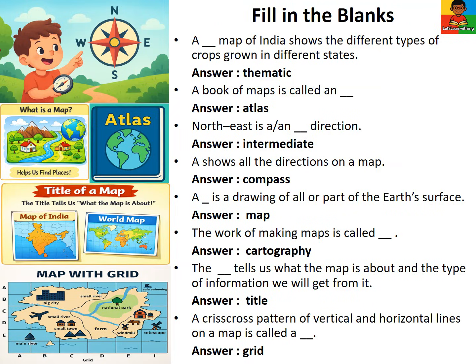A blank shows all the directions on a map. The answer is compass. A blank is a drawing of all or part of the Earth's surface. The answer is map. The work of making maps is called blank. The answer is cartography. The blank tells us what the map is about and the type of information we will get from it. The answer is title. A crisscross pattern of vertical and horizontal lines on a map is called a blank. The answer is grid.